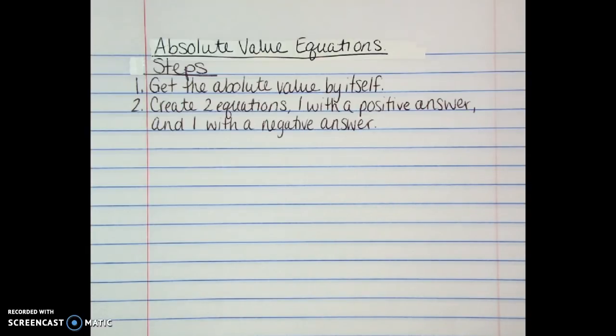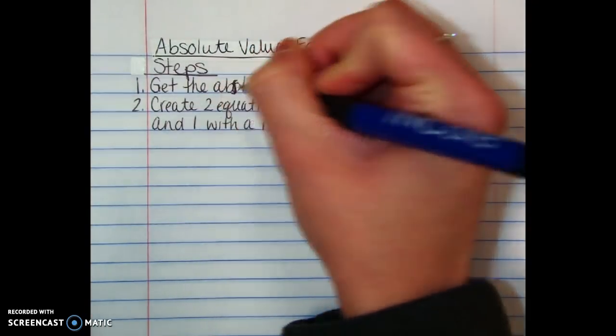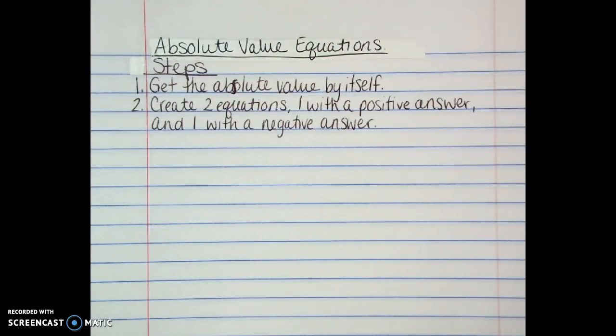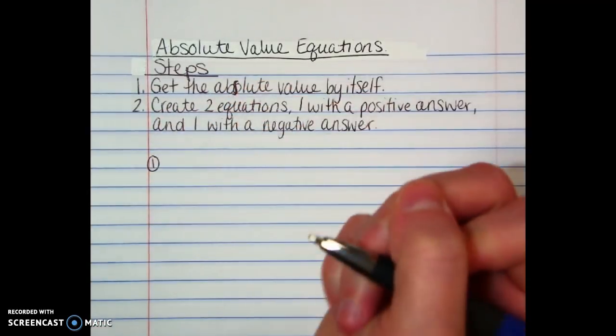The first step would be to get the absolute value by itself, and I just realized there should be an S right here. Absolute, sorry. So get the absolute value by itself. And then step 2 would be to create two equations, one with a positive answer and one with a negative answer. And I will show you what that means. I have 4 examples to do with you. So let's go ahead and look at number 1.